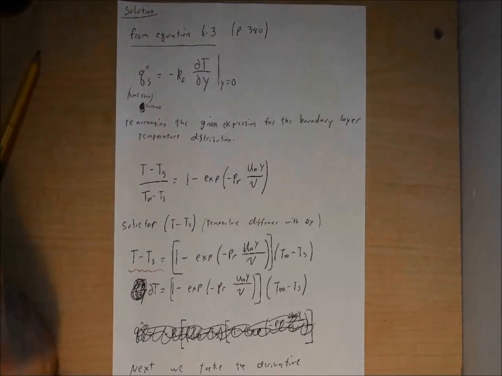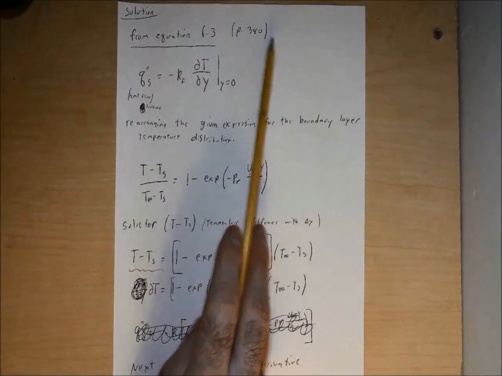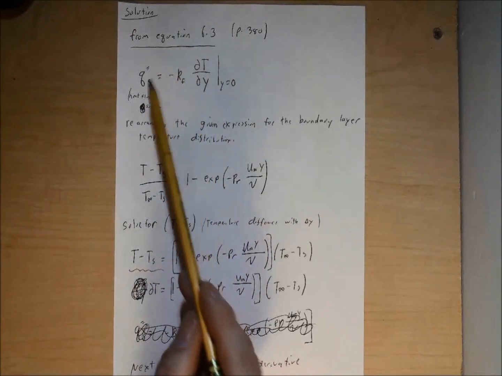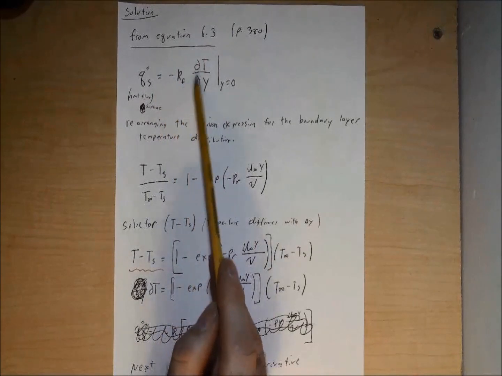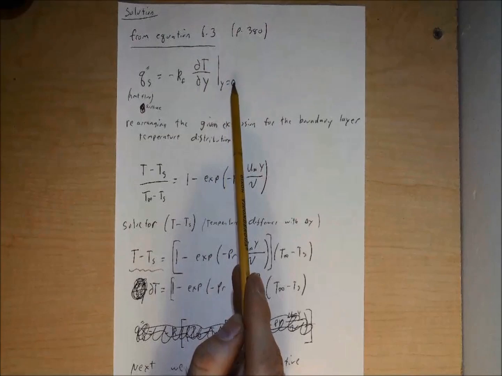Now we can take a look at an approach for our solution. We start with our governing equation. This governing equation can be found on page 380 of our text, equation 6.3. In equation 6.3, we have our heat flux, q double prime s, is equal to negative k_f times the partial dT over dy evaluated at y equals 0.